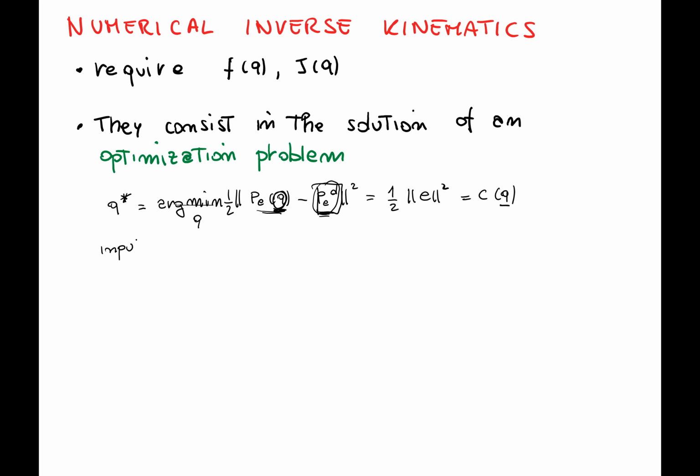So our input is the end effector position, then this is just an example, it could also be the orientation in there, and the output is the solution of this optimization problem, which is the corresponding joint configuration.